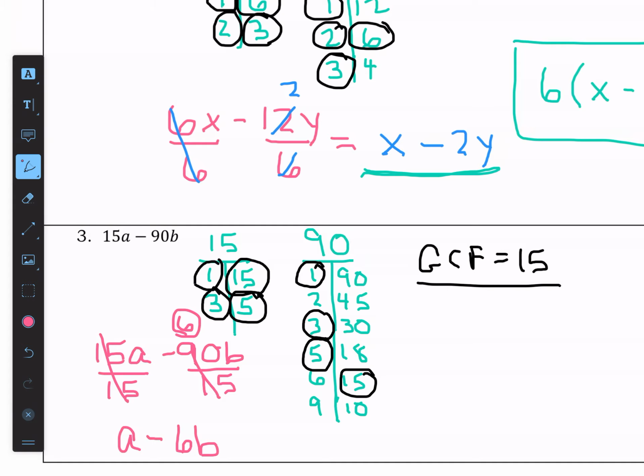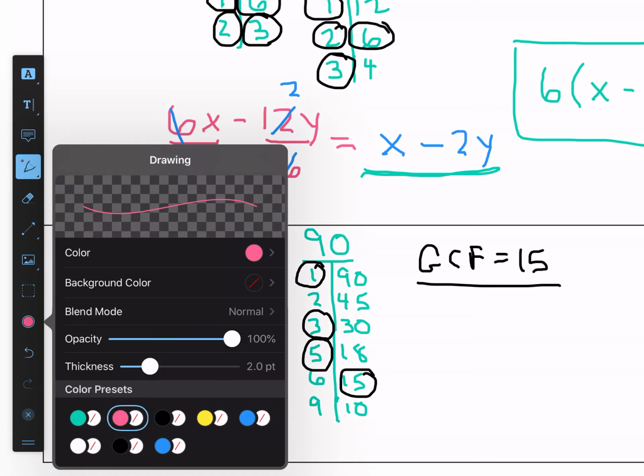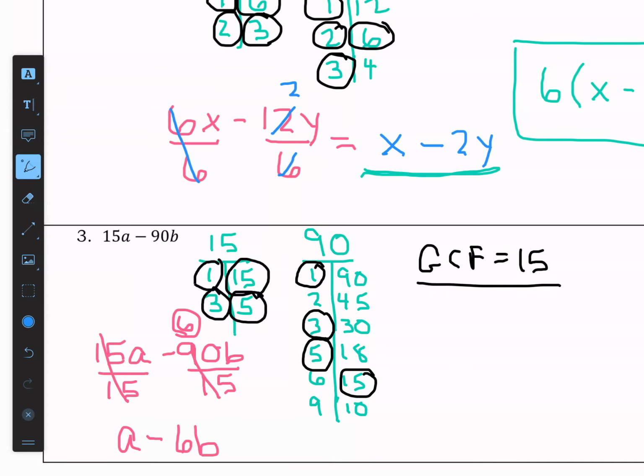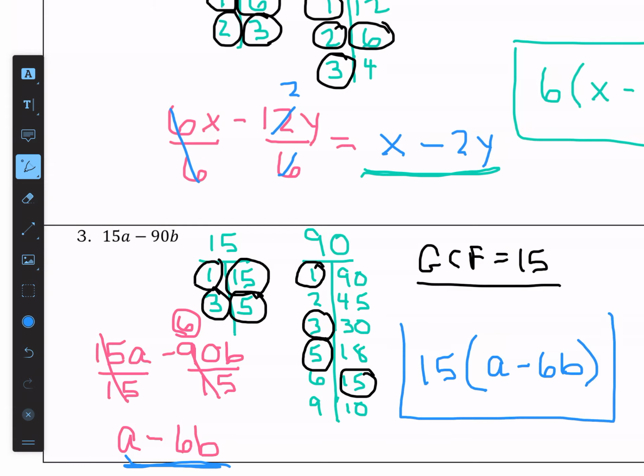Okay? All right. Last step is we're just going to write our answer. So we write the GCF, which is 15, and then in parentheses, we're going to put the a minus 6b, the value we got when we divided. Okay? Alrighty. Okay, let's go to the next page. Only a few more questions.